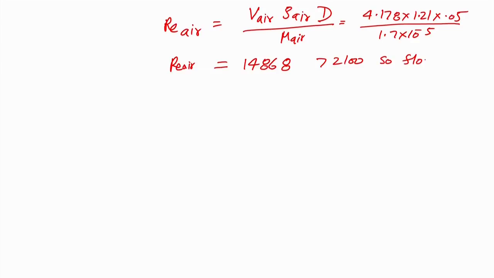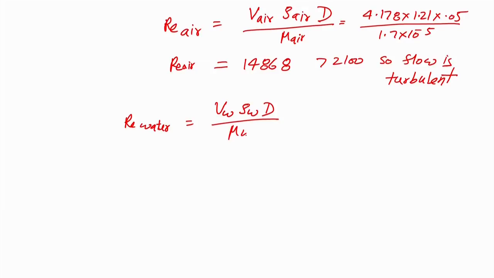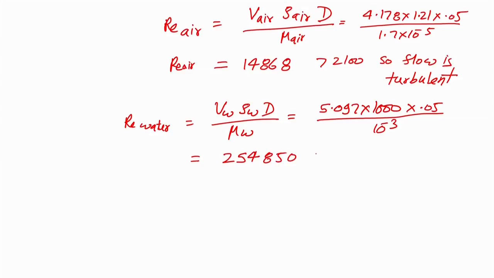So, flow is turbulent. So, we get that flow is turbulent. Now, we will calculate the Reynolds number of water, and that will be V of water into rho of water into D upon mu of water. V of water we have got 5.097 into 1000 into 0.05 upon 10 to the power minus 3. If we do that, we will get the number 254850. Now, again, because this is a pipe flow, if Reynolds number is greater than 2100, it means this flow is turbulent. So, we came to know that both the flows are turbulent.